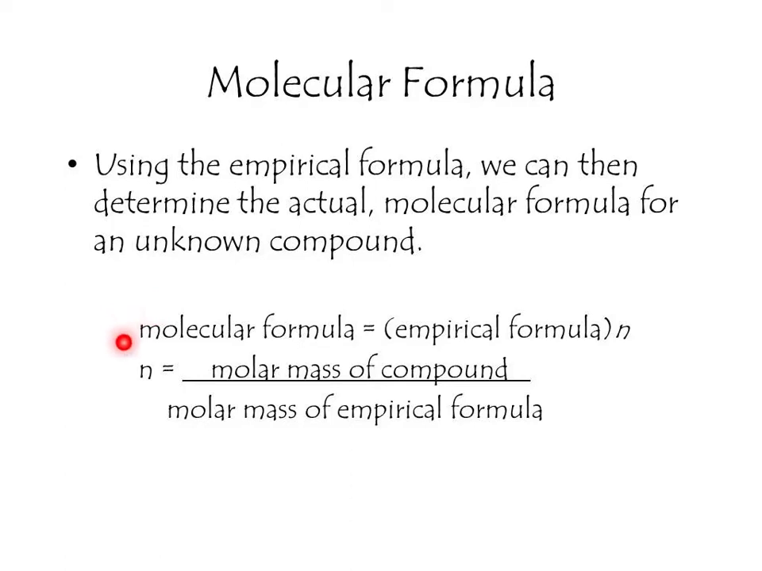It's basically given to you by this equation. Molecular formula is equal to your empirical formula times a multiplication factor. How do you find that multiplication factor? It is relatively simple, and that's what this second equation is. You would take the molar mass of your compound, which is typically the larger number, and divide it by the molar mass of your empirical formula, which is typically the smaller number. And that's how you get your N.